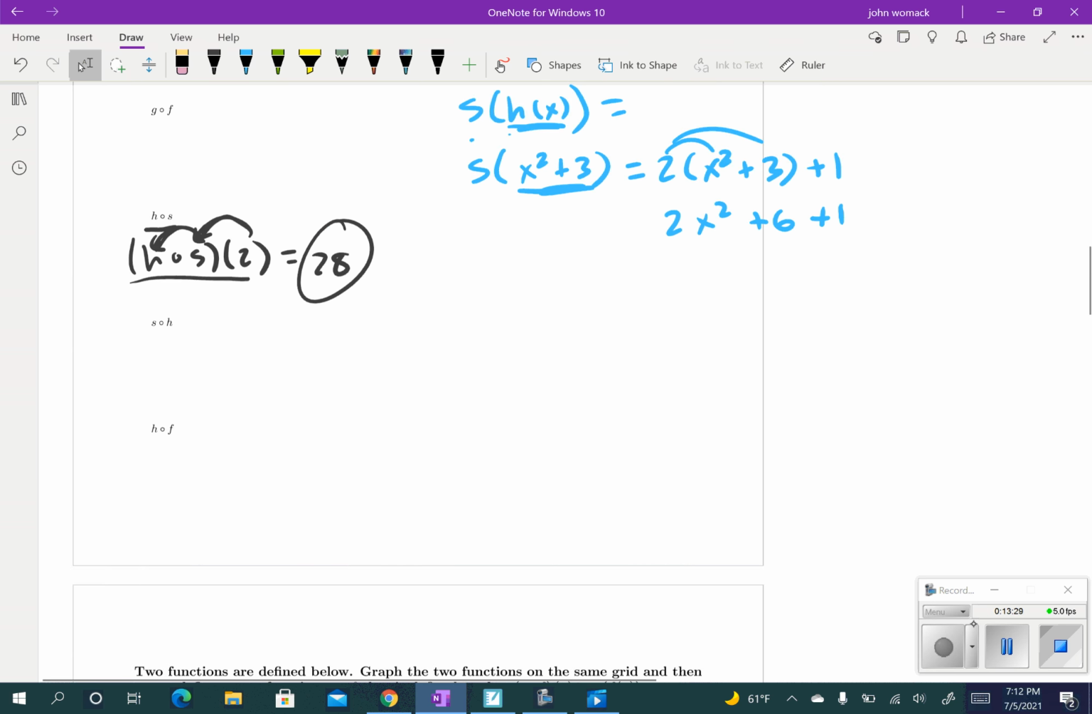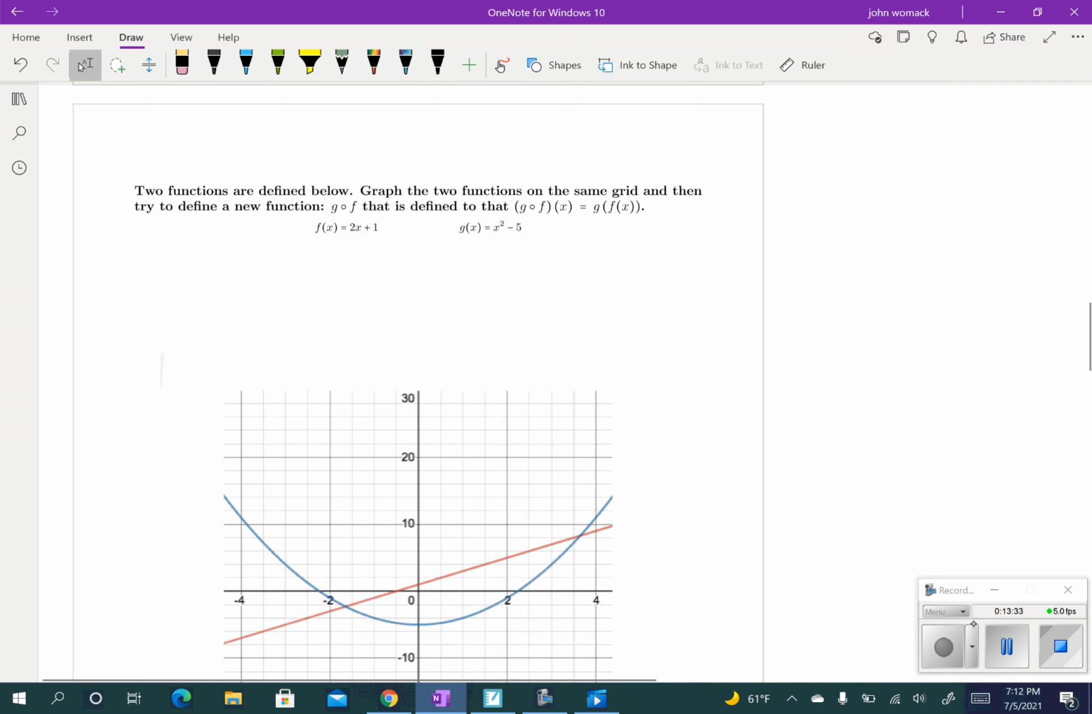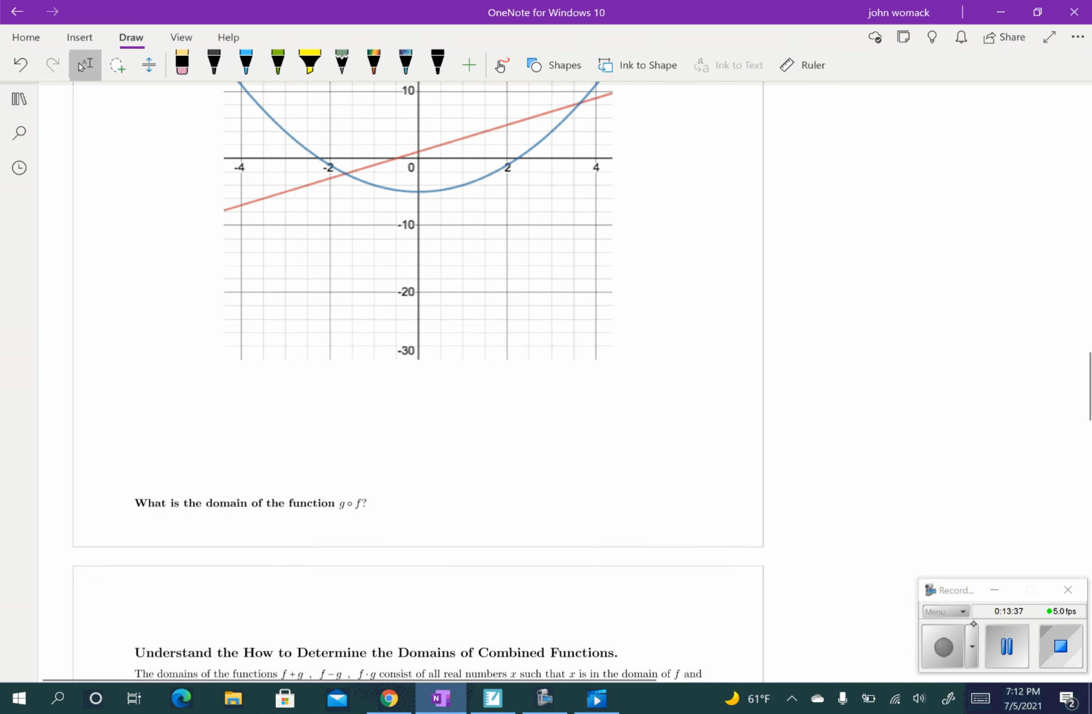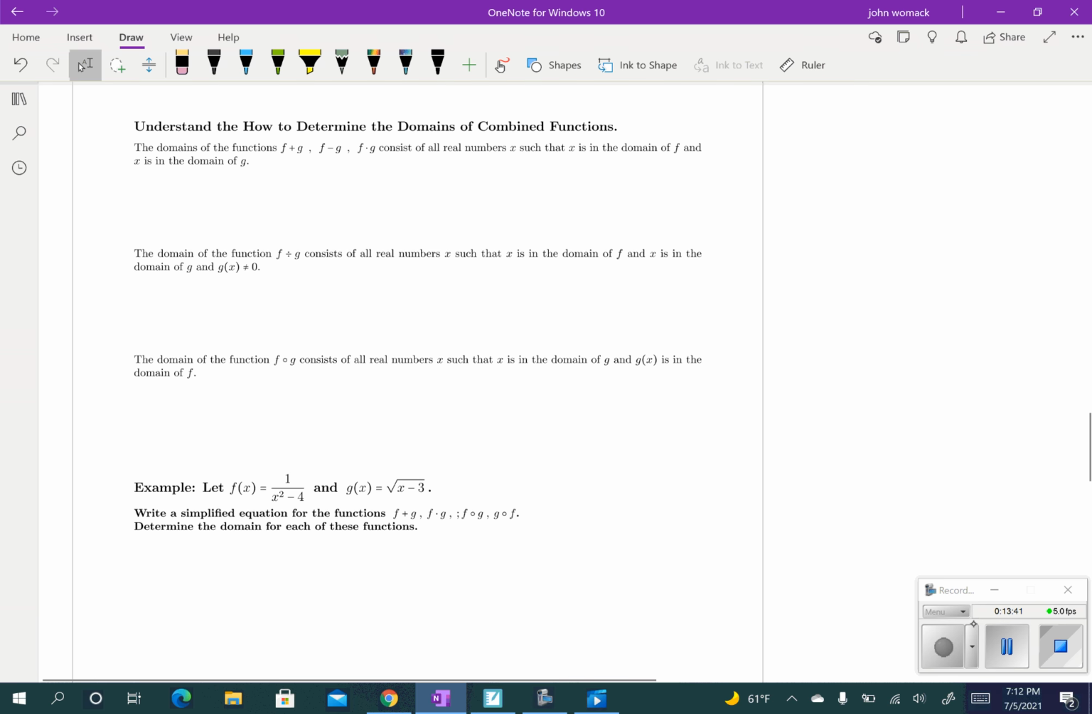Now, let's talk about range and domain for a second. This is something that can be a little bit tricky. We're going to skip past this graph one. There is one really similar to this in the homework assignment that I'm going to show you, so we're not going to worry about that right now. But let's talk about the domain of these combined functions.